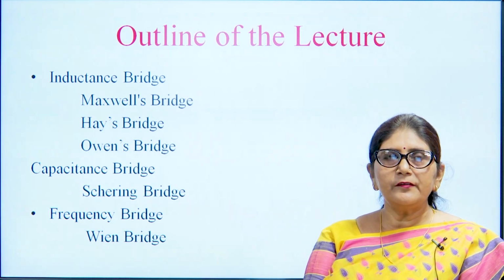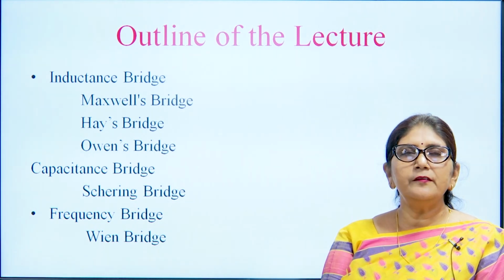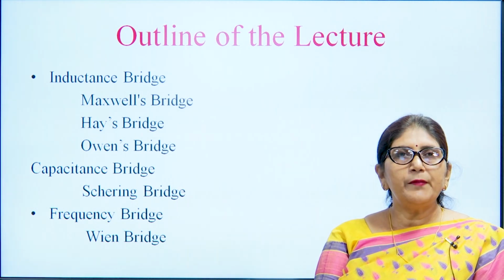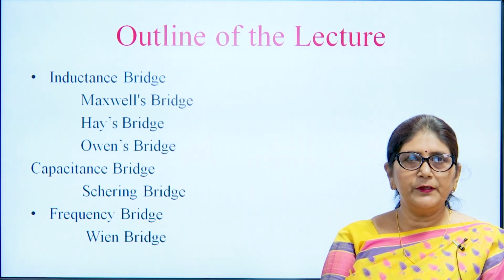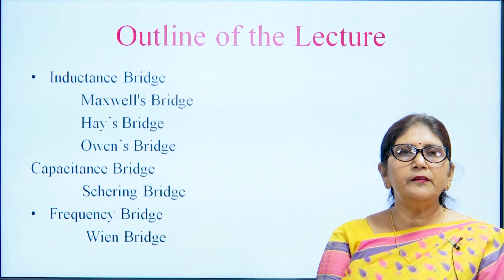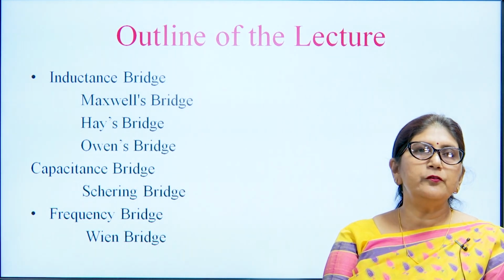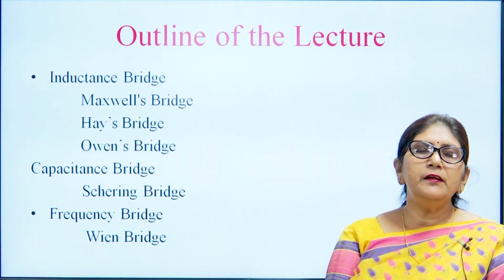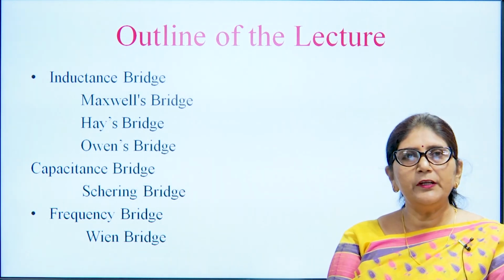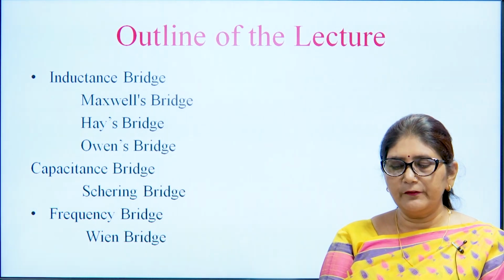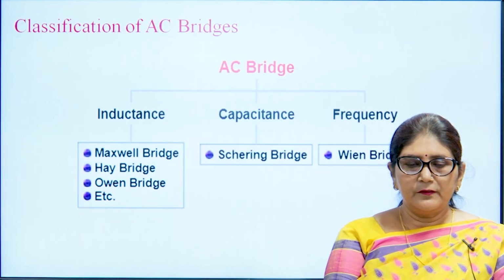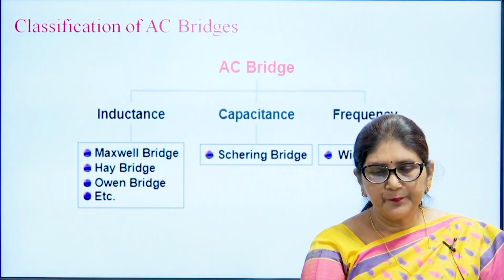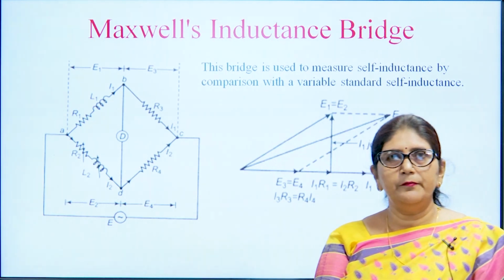First of all, I will discuss the inductance bridges, that is the bridges used for the measurement of inductance: the Maxwell bridge, Hay's bridge, Owen's bridge. And then I will discuss the capacitance bridge, the bridge used for the measurement of capacitance, that is the Schering bridge. And then I will discuss the Wien bridge, which is used for the measurement of frequency. So, this is the classification of AC bridges, as I have discussed already. First is the Maxwell bridge.